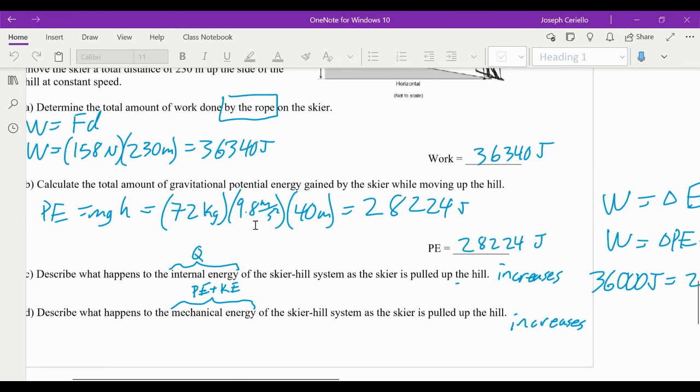So what happens to the internal energy of the system? It increases. We got 8,000 joules of heat. What happens to the mechanical energy? Well, that's potential and kinetic. Did we gain potential and kinetic energy? I think so. I think we gained like 28,000 joules of potential energy. You might be saying, but we didn't gain any kinetic. Well, it doesn't matter because it's the sum of the two. Did the sum of the two get bigger? Yeah, it did. It went from 0 to 28,000. And there we have it.